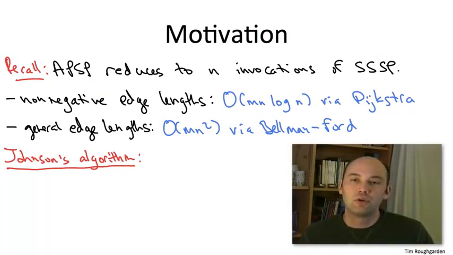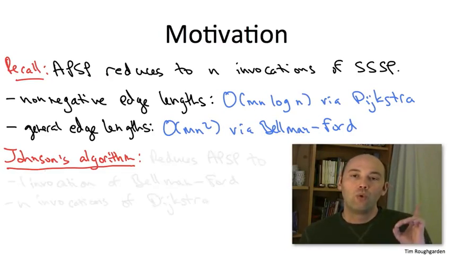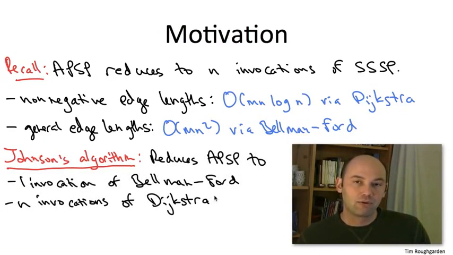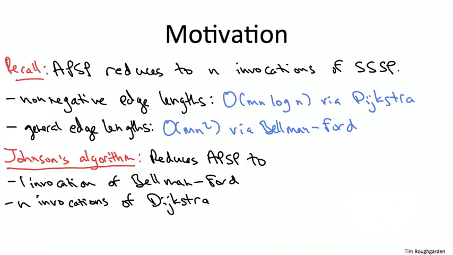Specifically, Johnson's algorithm shows that the all-pair shortest path problem in graphs with general edge lengths reduces to one invocation of the Bellman-Ford algorithm, followed by n invocations of Dijkstra's algorithm. As we know, the Bellman-Ford algorithm runs in big O of m times n time. N invocations of Dijkstra's algorithm is going to be n times m times log n. Putting it together, we see that the n invocations of Dijkstra dominate just barely, so the overall running time we'll achieve is big O of n m log n, exactly the same running time we were getting for the non-negative edge length case.